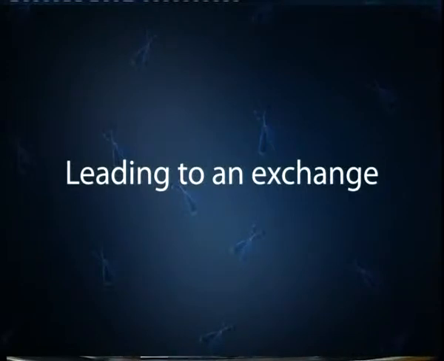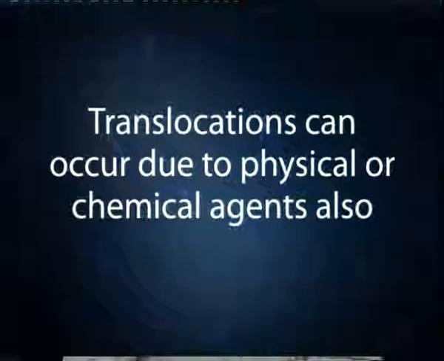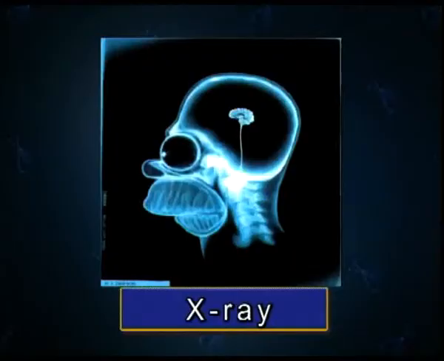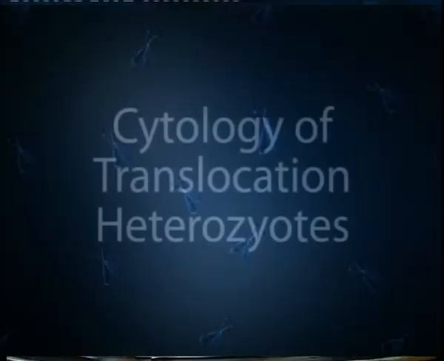non-homologous chromosomes. Translocations can also occur due to physical and chemical agents which are either generally found in nature, or we can also use them for induction of translocations. For example, X-rays, gamma rays or other chemical mutagens are widely known for creating chromosomal breaks. Once breaks occur, this is sometimes followed by exchange of chromosomal segments leading to translocations.